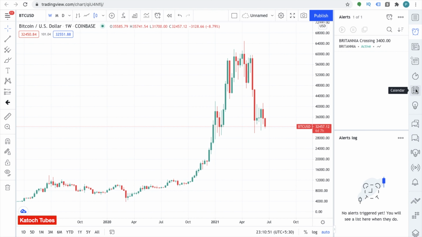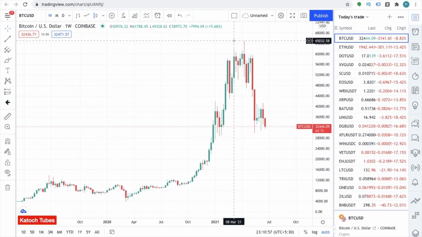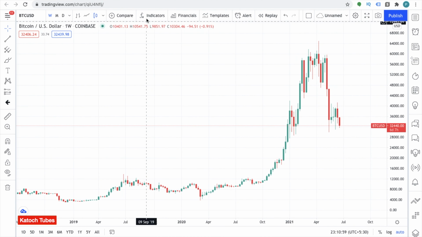The other ones are like this one is news. The most common that you will be using are the watch list and alerts in this section, and then you will be using the indicators and then some of the drawing tools here.